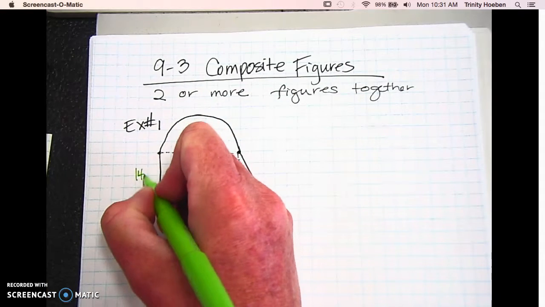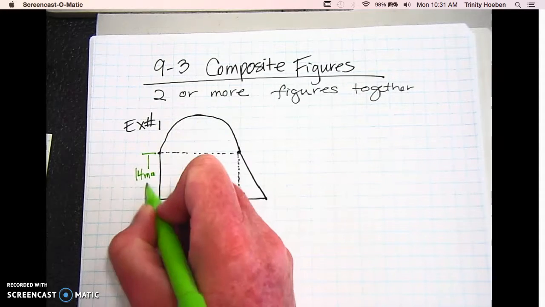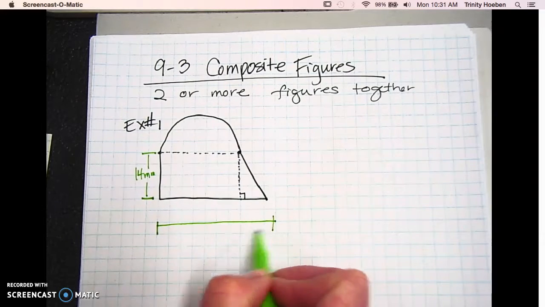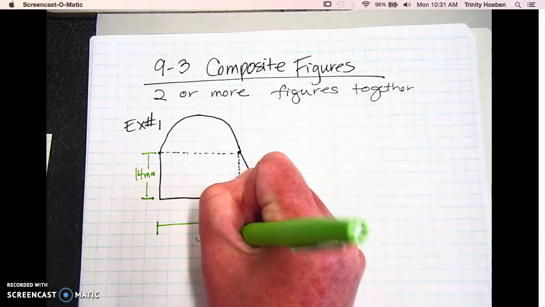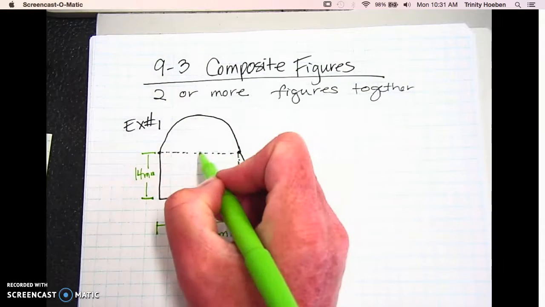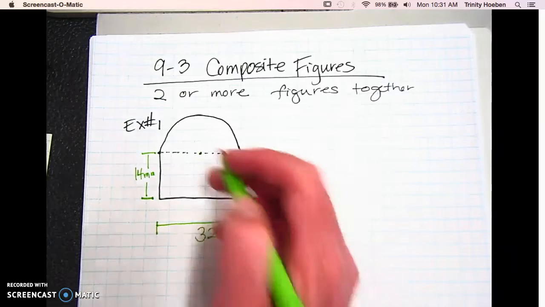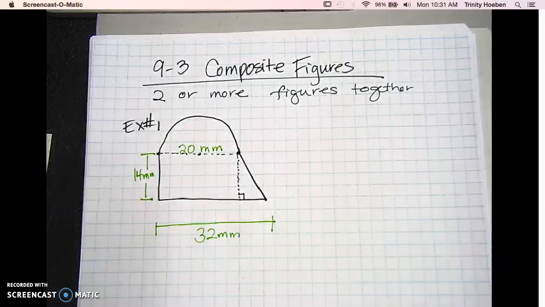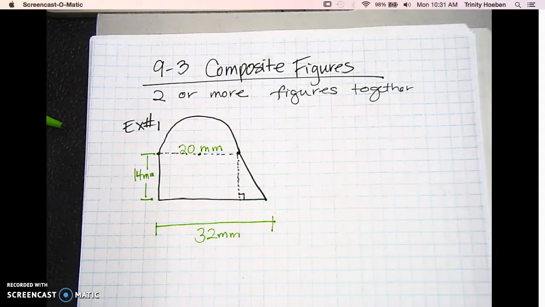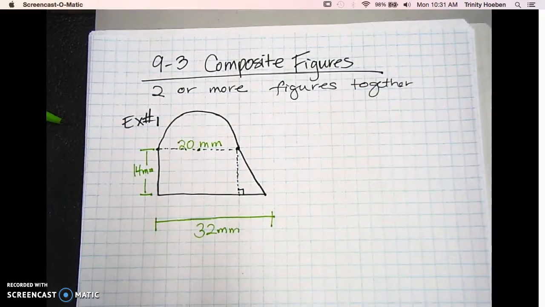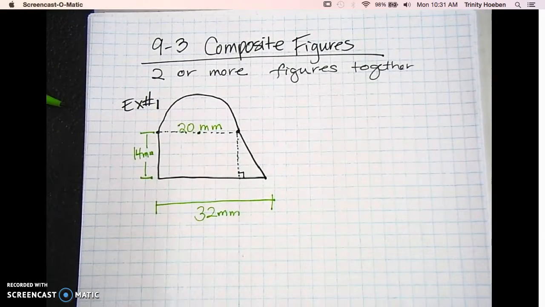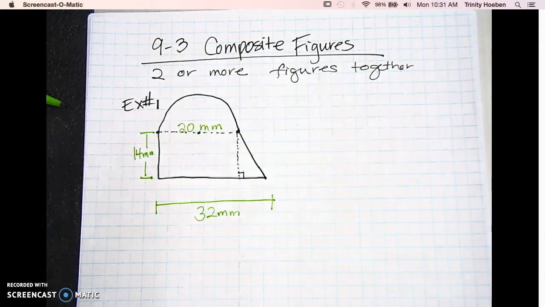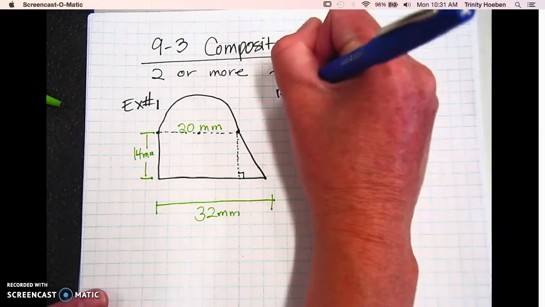Okay, so let's get some measurements here. We're going to have 14 millimeters from here to here. And along the bottom, all the way across, is going to be 32 millimeters. And this semicircle up here has a diameter of 20 millimeters. Okay. So we've got 3 figures to work out. Let's start with the easiest one. Which one has the easiest formula between a semicircle, a rectangle, and a triangle? The rectangle, right? So let's start with the rectangle.